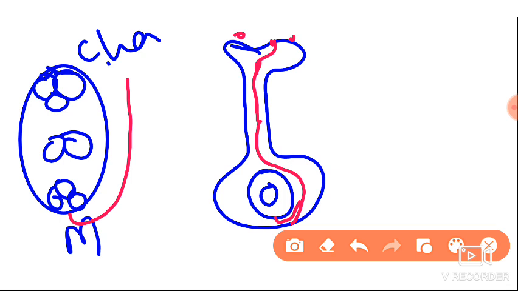And when they enter the micropylar end, there is a presence of the filiform apparatus here.